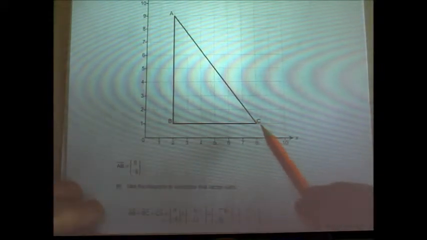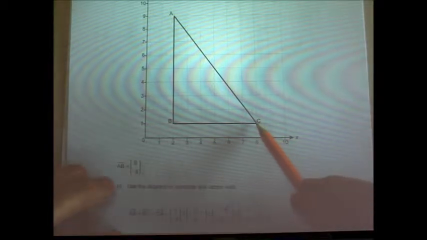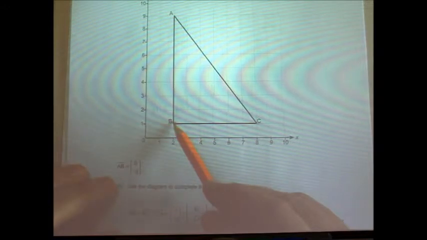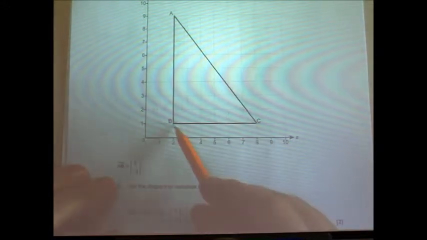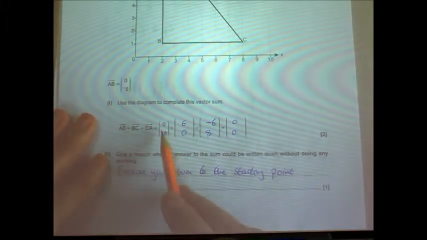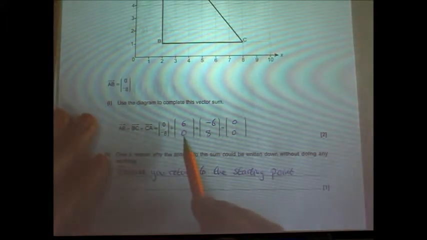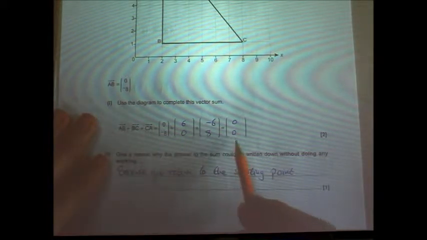And on this one here, it is across. You're going to go from here to here, you're going to have to go back across here and up there. So that is minus 6, and going upwards is 8. So minus 6 and 8. So 0, add 6, minus 6 is 0. Minus 8, add 0, add 8 is 0.